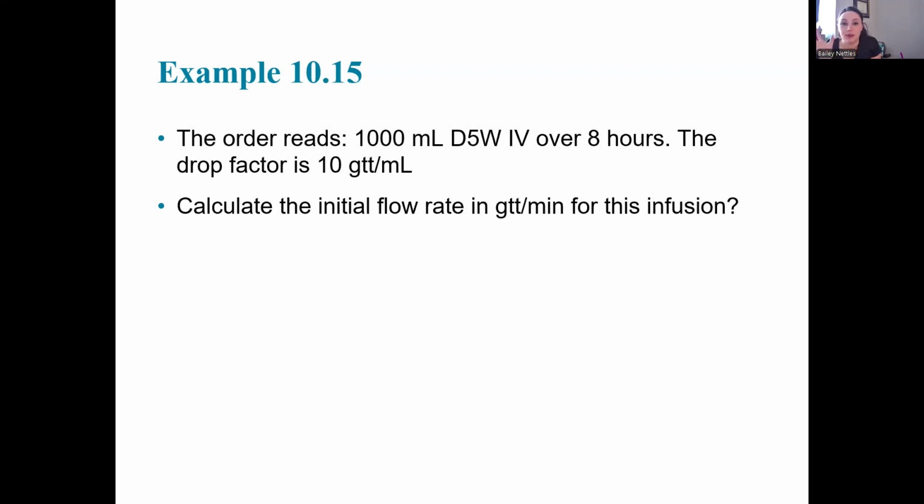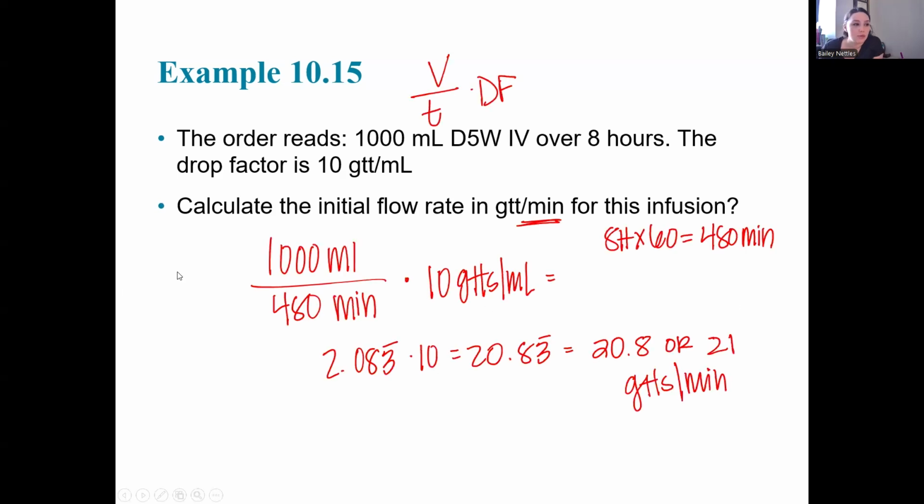Okay. So when you see questions like this, rewrite them. It helps. Okay. So we have our volume over time times our drop factor. The rule is, when you're doing this, the time needs to be in whatever increment it's asking for, or you're not going to get the right answer. I could do this divided by 8, but then I'd also have to figure it out by 60 later. So I think, this is my opinion, you can do what you want, I want this already done. That way I don't have to think about it later.